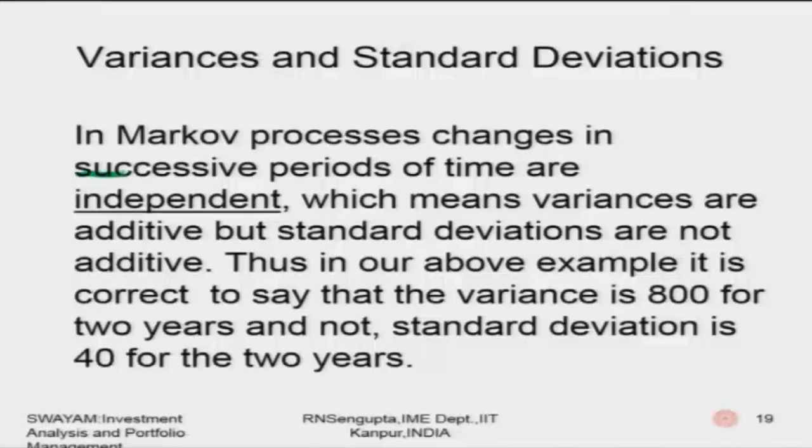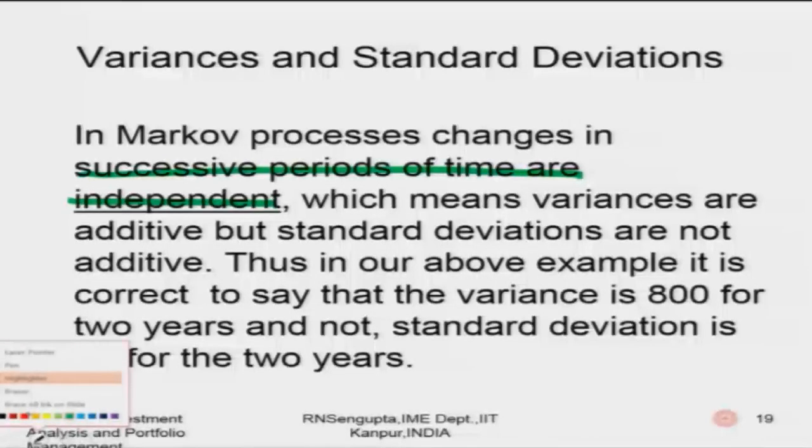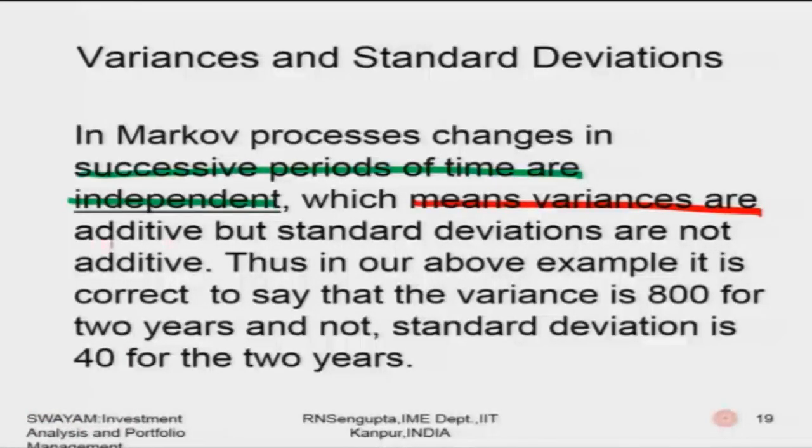As the successive time periods are independent, the variances can be added, but the standard deviations are not additive. That means if I have the standard deviations, I have to square them to find the variances for each time frame and then add them up to find the total variance for the whole process. Thus, in our above example, it is correct to say that the variance is 800 for 2 years, but the standard deviation is not 40 for 2 years. We will consider this in more detail later on.